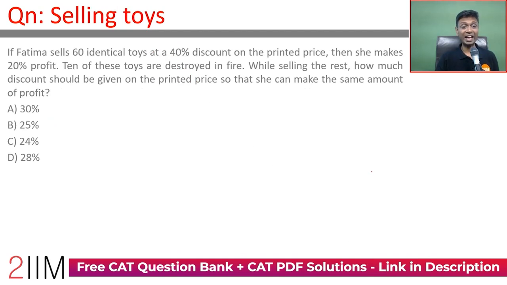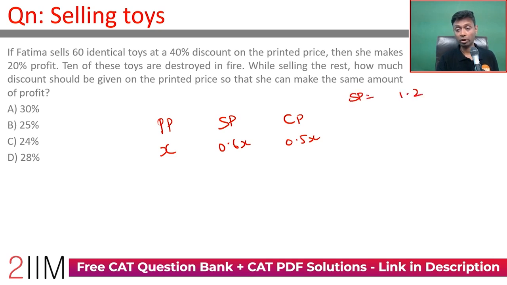If Fatima sells 60 identical toys at a 40% discount on the printed price, then she makes 20% profit. So identical toys, 40% discount on printed price. So printed price, let's say, is x. So selling price is 0.6x. Cost price is 0.5x. How did we get there? It's a 20% profit. So selling price should be 1.2 times cost price. So if this is 0.6x, that is 1.2 times cost price, or cost price is 0.5x, which is what we got here.